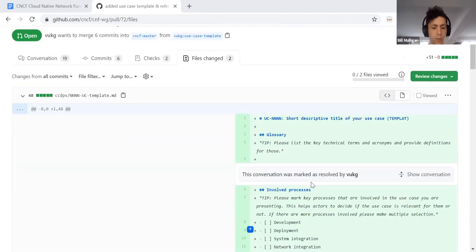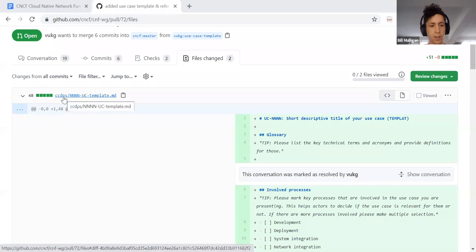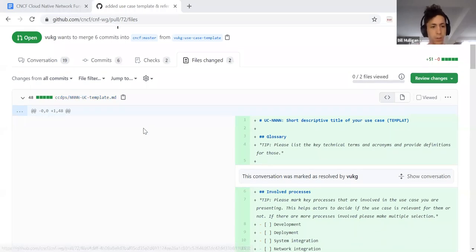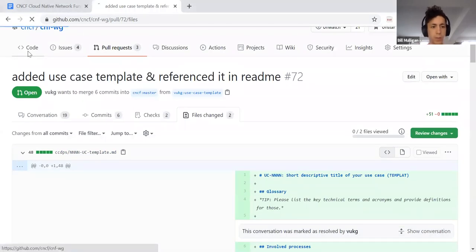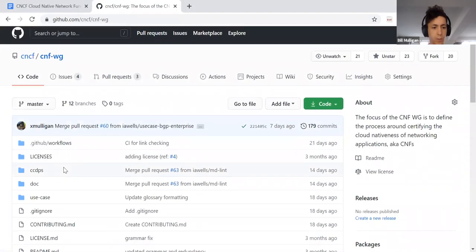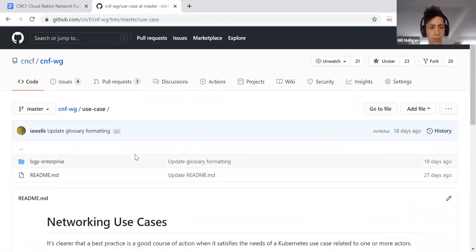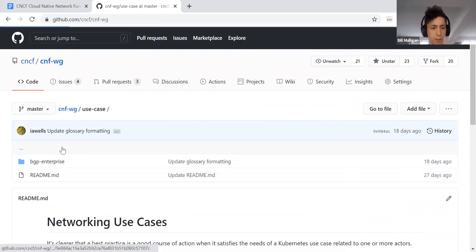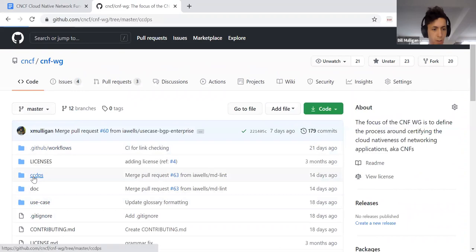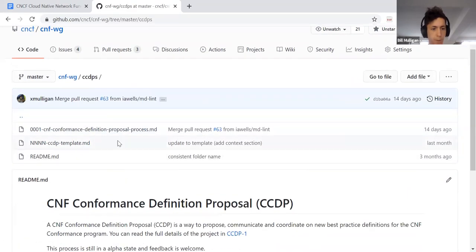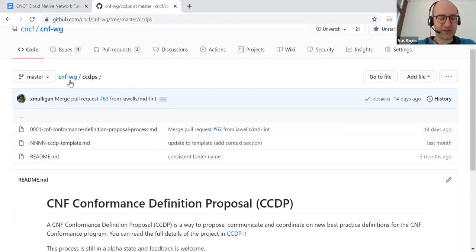Yeah, so I actually have one question. I see here that you put it in the CCDP-like folder. And I was wondering if it would be better to put it in the use case folder, if we want to say that's where the templates are. I see where you did that, because it's like the other templates in here. You're right. It was my omission, actually. I overlooked it when I was creating the pull request.